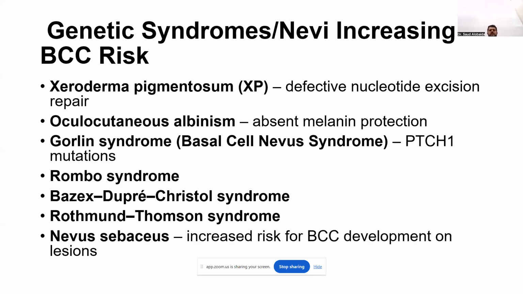Syndromes that could be a risk for developing BCC: xeroderma pigmentosum. We have a couple of patients in King Faisal, a good number of them, and they do develop numerous BCCs. Oculocutaneous albinism, Gorlin syndrome, which is basal cell nevus syndrome. This is a syndrome you should know. Here in Saudi, we don't see it. It's more in Caucasians, but we used to see it in North America. Bazex-Dupré-Christol syndrome, Rombo, and nevus sebaceous. So one of the tumors that could develop is a BCC.